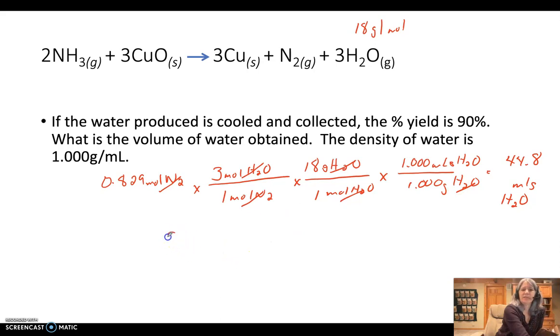But I know I'm only going to collect 90% of that. 90% of 44.8 equals the volume I'll get if the yield is 90%. Now, why might it be 90%? You know, you're condensing the water, maybe some of it escapes your vessel or something like that. So here on our calculator, we can just put in 90% times 44.8, and we get 40.3 milliliters of water.